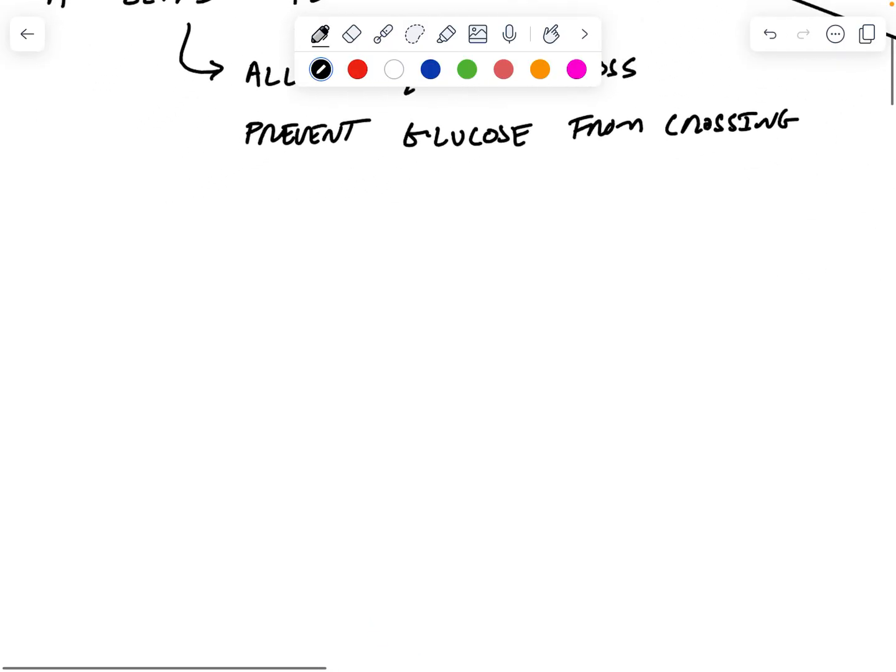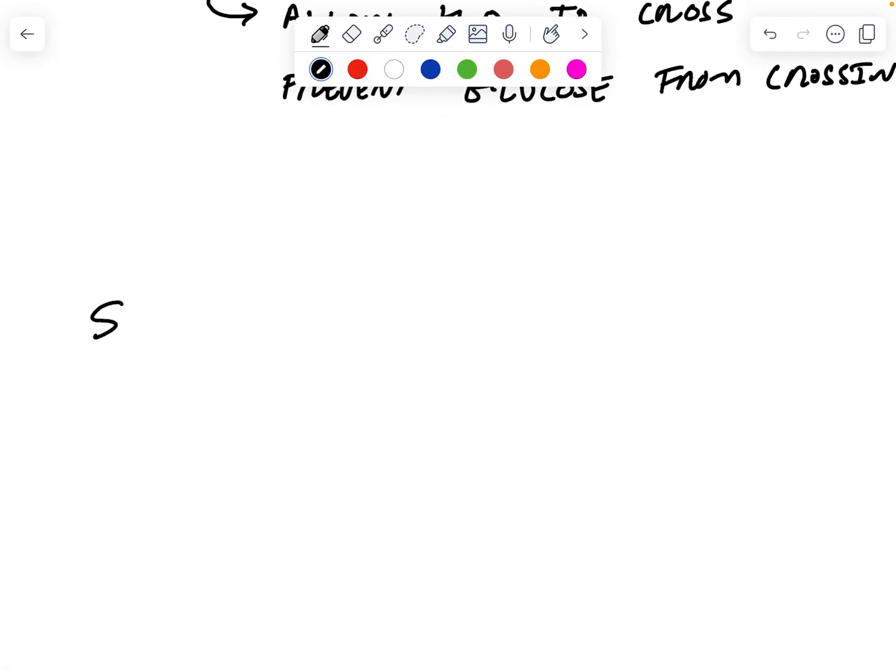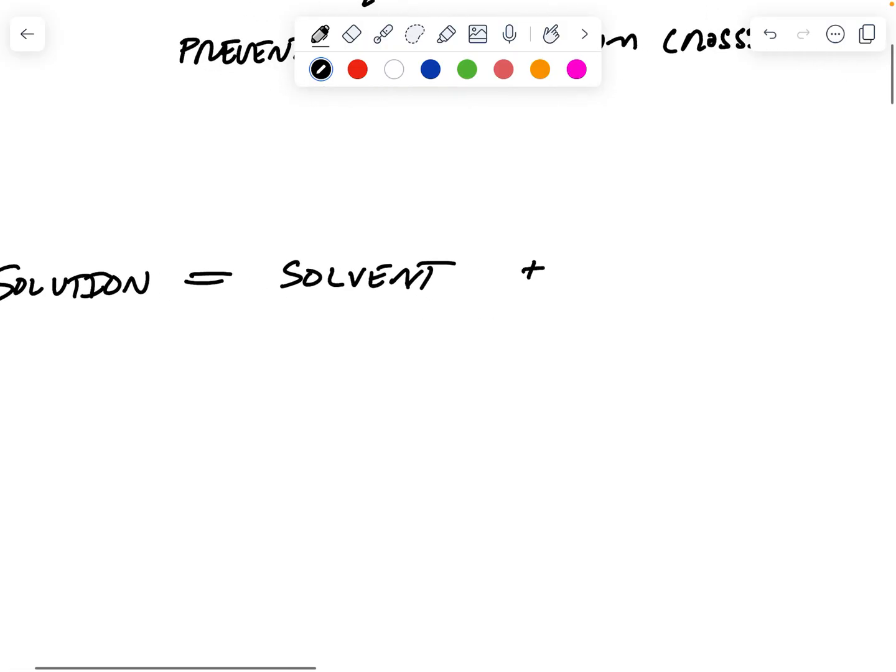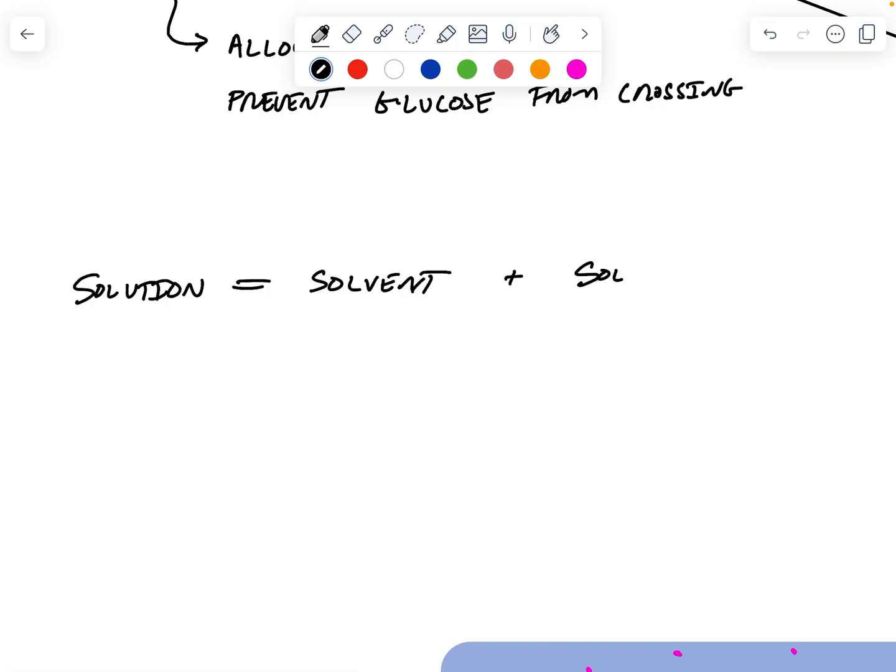Okay, so quick review from methods. A solution is when you have a solvent, which is the liquid, plus a solute, which is the dissolved particles. The solvent in our case is always water in biology, almost always water, and the solute in this case is glucose.